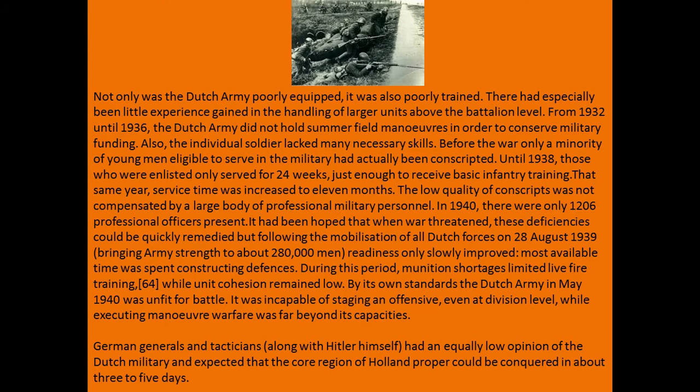The low quality of conscripts was not compensated by a large body of professional military personnel. In 1940, there were only 1,206 professional officers present. It had been hoped that when war threatened, these deficiencies could be quickly remedied, but following the mobilization of all Dutch forces on the 20th of August, 1939, bringing army strength to about 280,000 men, like I explained, readiness only slowly improved. Most available time was spent constructing defenses, the line I mentioned earlier, in the maps that I showed you earlier.